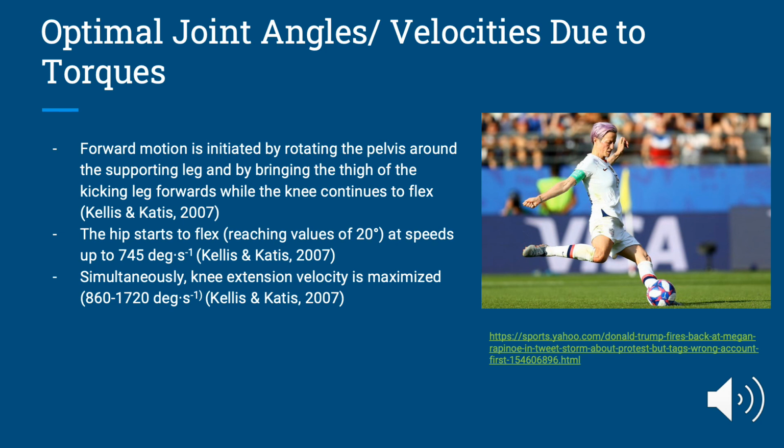So the hip starts to flex, reaching values of 20 degrees at speeds of up to 745 degrees per second. And as it's flexing, the knee simultaneously starts to extend, and that velocity is maximized at about 860 to 1,720 degrees per second.